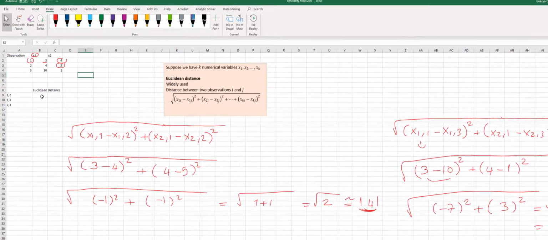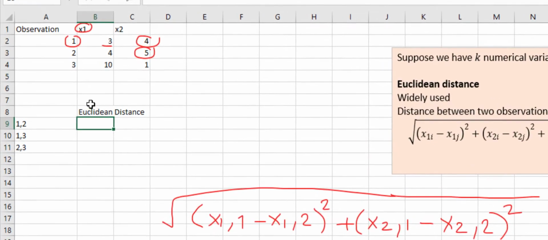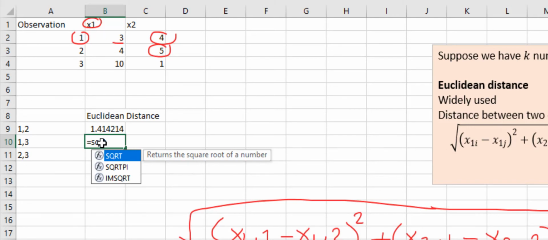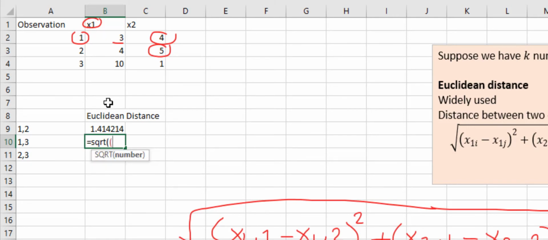We can easily use Excel to calculate Euclidean distance for us. So we start with an equal sign, start with SQRT, and then open the parentheses, open another parentheses, and then select x11 minus x12. Close the parentheses and square. Plus, open the parentheses, x21 minus x22. Close the parentheses and power 2, and close the parentheses for square root and then enter. And if you want to find Euclidean distance between 1 and 3, then again square root function, open the parentheses, and one more time open the parentheses, x11 minus x13. Close the parentheses to the power 2, plus open the parentheses, x21 minus x23. Close the parentheses, square, and close the parentheses for square root, and then enter.